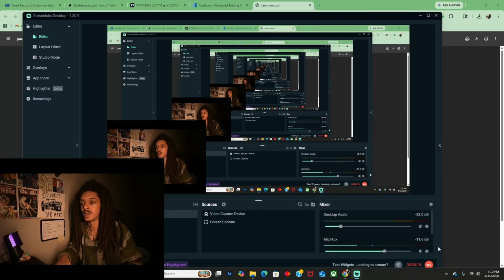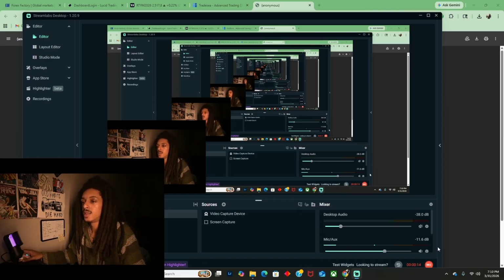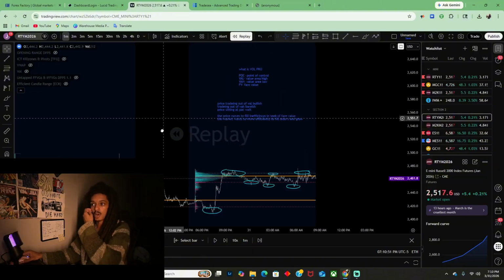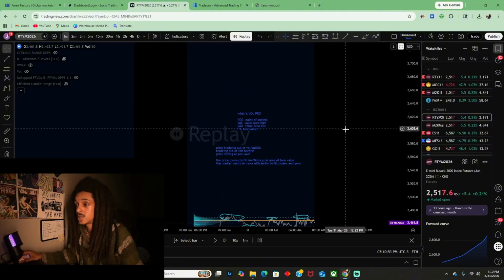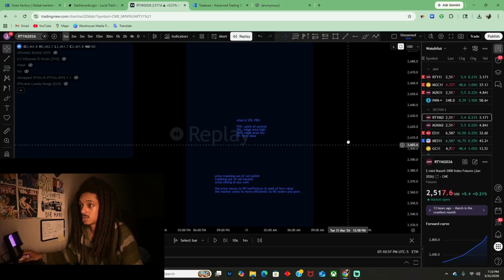Yesterday we talked about OTE and equilibrium. That's more so a thing you can use to refine entries. Today we're going to be talking about volume profile, and this is a very, very important part of my system. This is probably the first thing I look at when I get on the chart: where price is on my volume profile.